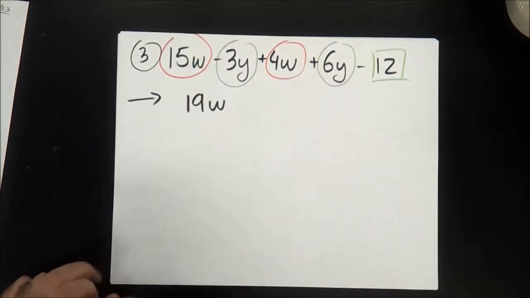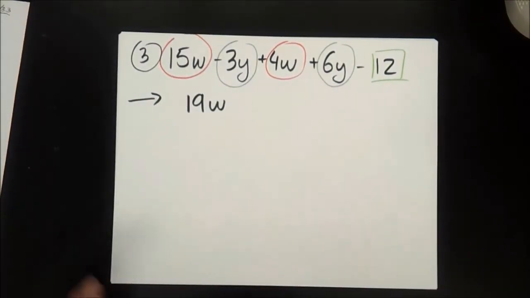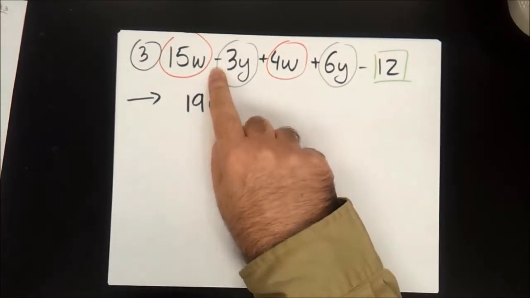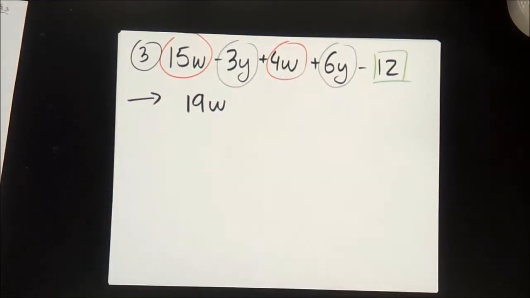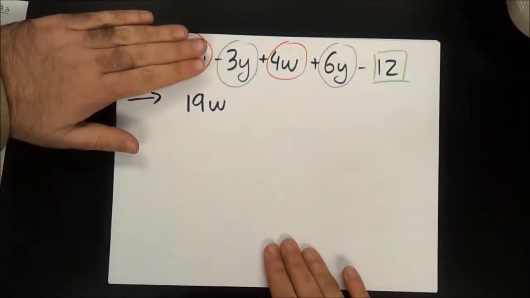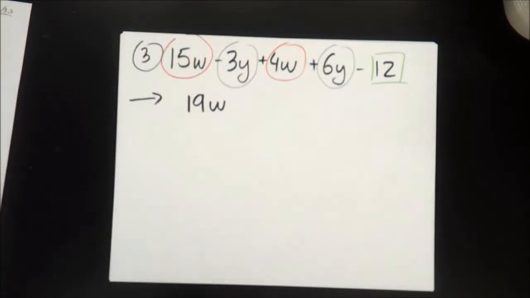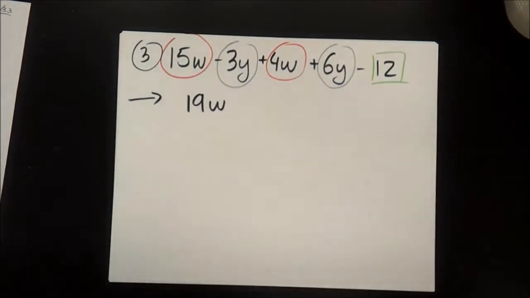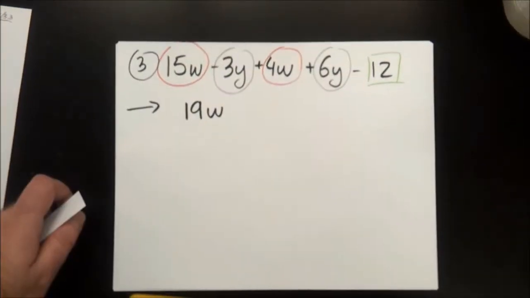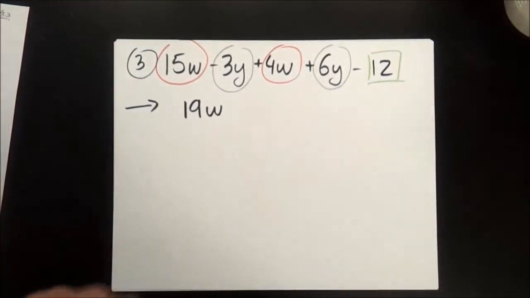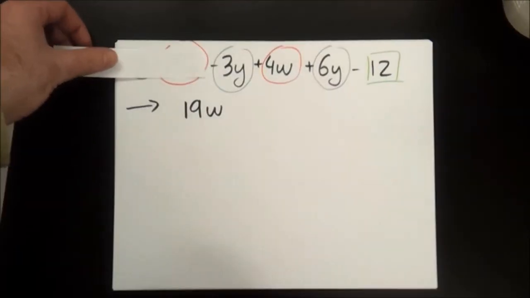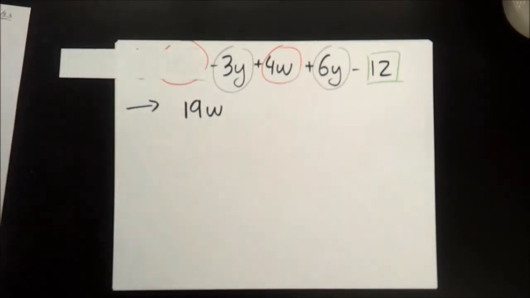I'll put this arrow here. We're continuing our work here. Now, here's a point where some of you get confused. Yes, right now that's a subtraction. But what happens if I cover up this 15w right here? That looks like a negative 3y, doesn't it? So that's how you work out a problem like this. If I cover this up right here, it kind of looks like a negative 3y plus 6y.